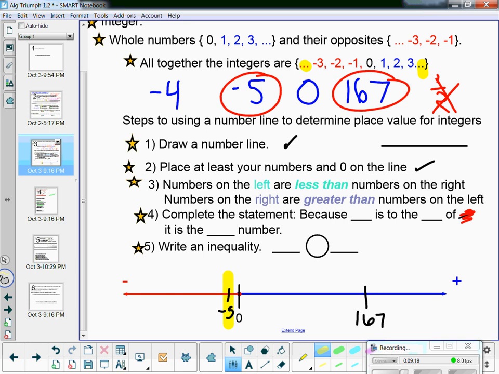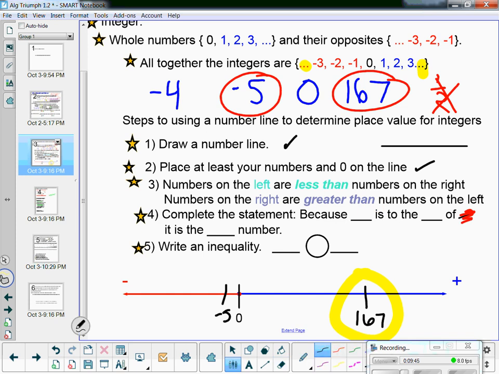Negative 5 is on the left, so it must be smaller than the number on the right. If I don't like looking smaller but I want to look bigger, I can simply look at the number on the right. 167 is on the right, so it is greater than negative 5. We're going to complete our sentence.